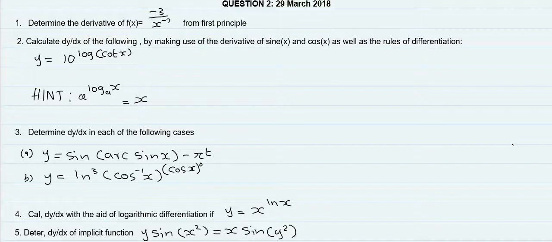Number 5, determine dy over dx of the implicit function y sine times sine of x squared equals x sine of y squared.